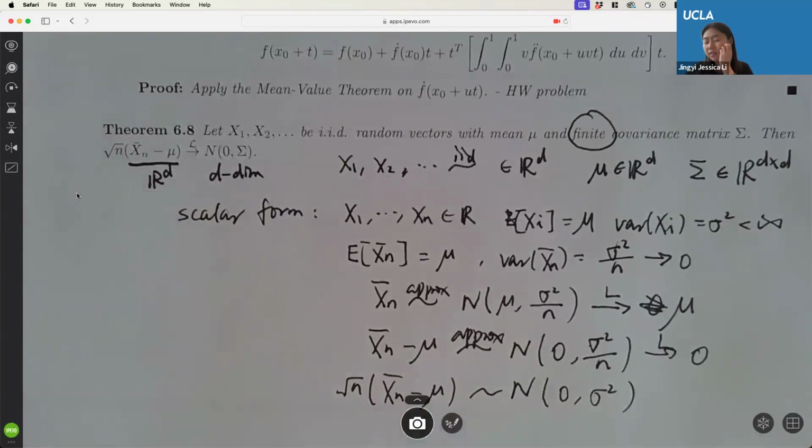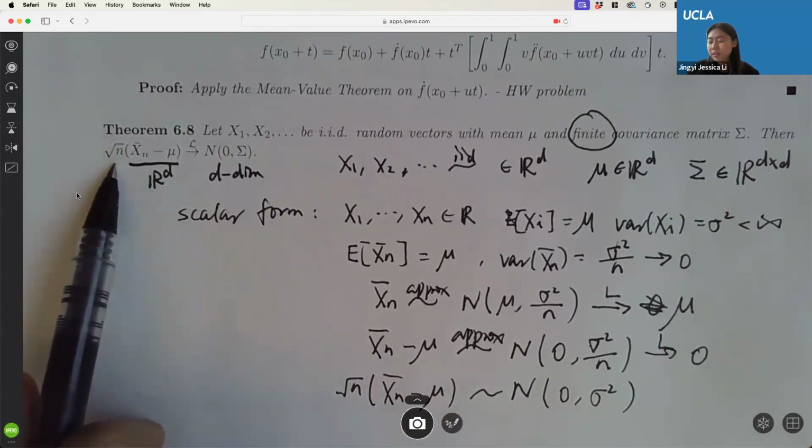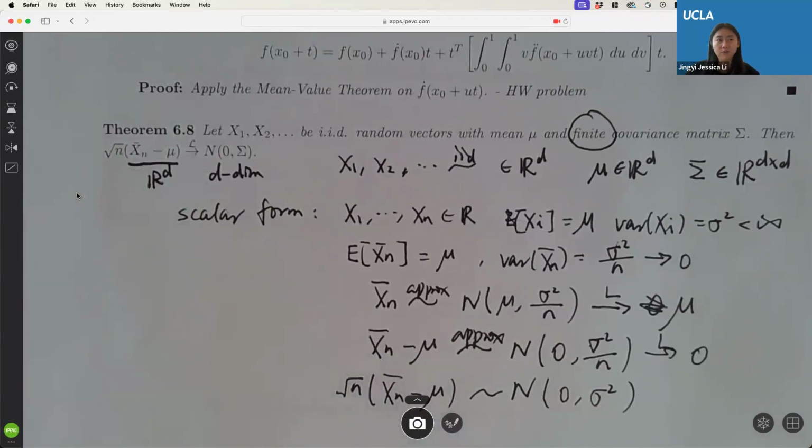Okay, so the key thing, like the student said, is that the variance of the sample mean goes down at the rate of 1 over n. But now if we look at the standard deviation, it goes down at the rate of 1 over square root of n. So that's why we multiply the square root of n on the left-hand side. This is the central limit theorem.